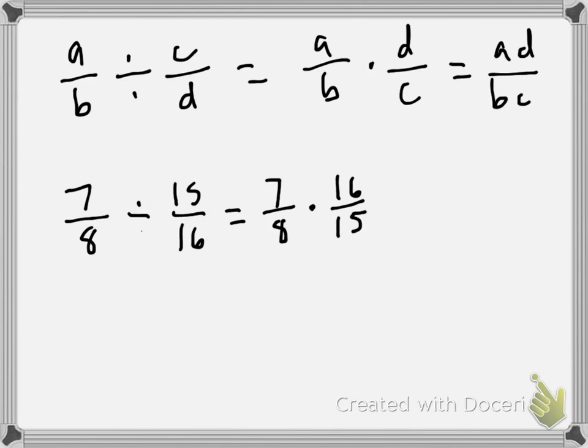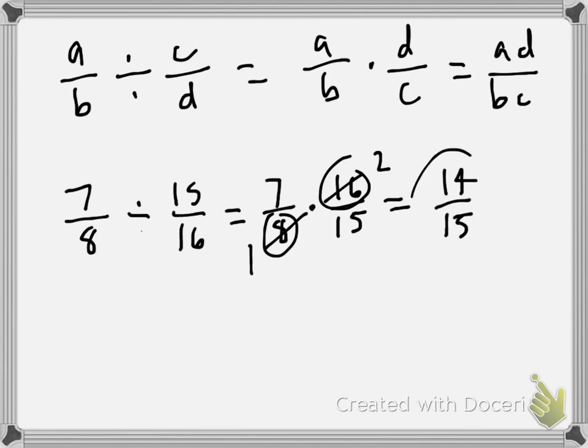8 and 16, both divisible by 8. So 8 divided by 8 is 1. 16 divided by 8 is 2. I can cancel that out. 7 and 2 don't go into 15 or 1, so there's no more common factors. So I'm ready to use my multiplication rule. I'm going to multiply straight across the top. 7 times 2 is 14. 1 times 15 is 15. So 14 over 15 is our answer here.